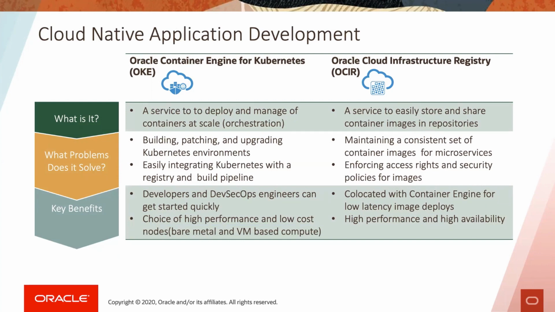OKE runs highly available Kubernetes clusters. It's a developer friendly, enterprise ready managed service that keeps pace and compatibility with the CNCF ecosystem. OCIR, the Oracle Cloud Infrastructure Registry, is a highly available container registry. This service enables you to easily store and share container images. Just like any other image repository, it allows your users to push and pull images with the Docker CLI.